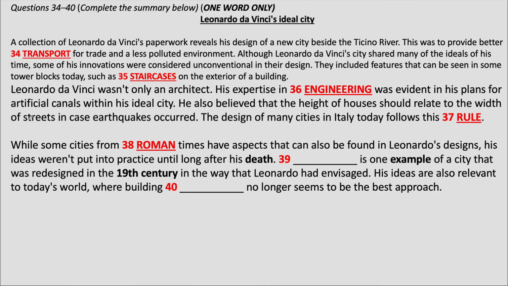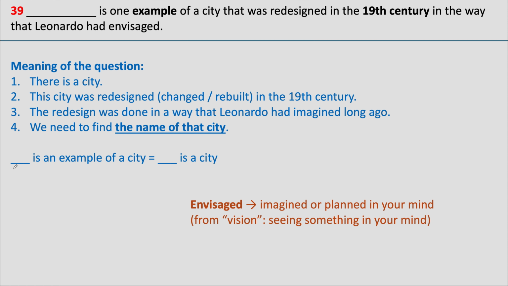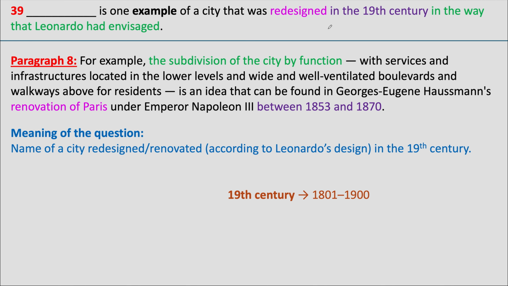Moving on to question 39. This is one example of a city means this is a city, which means we are looking for the name of a city. Envisaged means imagined or planned in the mind. The question says that this city was redesigned or rebuilt or designed again in the 19th century according to the way Leonardo envisaged or planned or imagined. The question is asking for the name of the city.